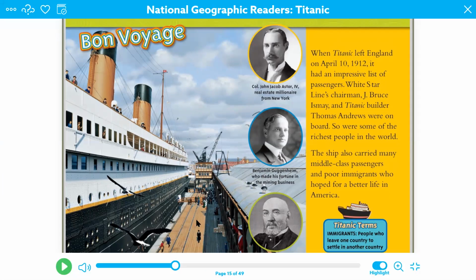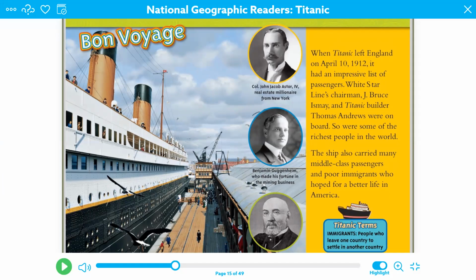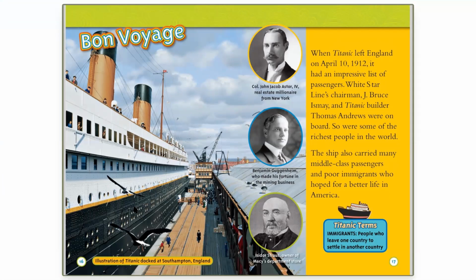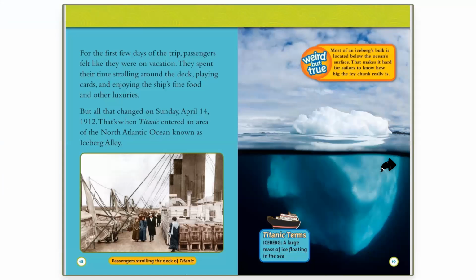Yes. Okay, so now we know that this is the Titanic. It's docked at shore. People, here's the boardwalk that they're getting onto the ship. Looks like a really big ordeal. Now this is really important.